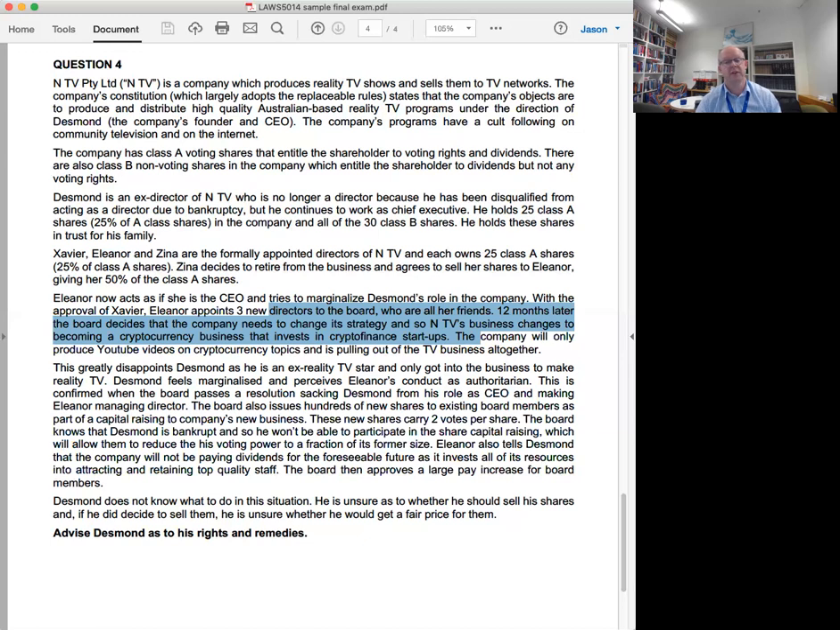And I'll just also throw it open. Are there any other general questions? What are Desmond's personal rights? So minority oppression. He has a personal right to protect the integrity of the share issue. So if shares are being issued for an improper purpose, that's a personal right that he has in equity to protect the integrity of his shares, including the votes.